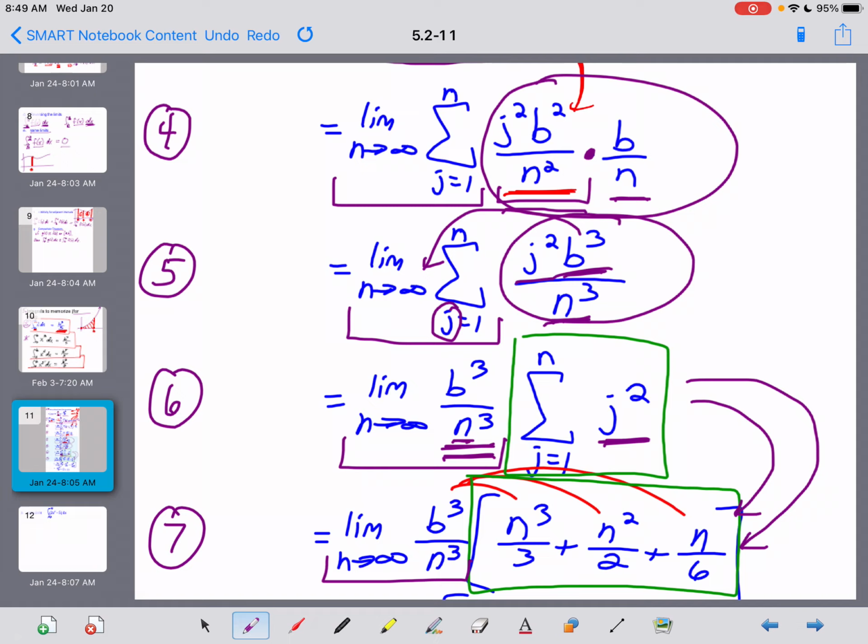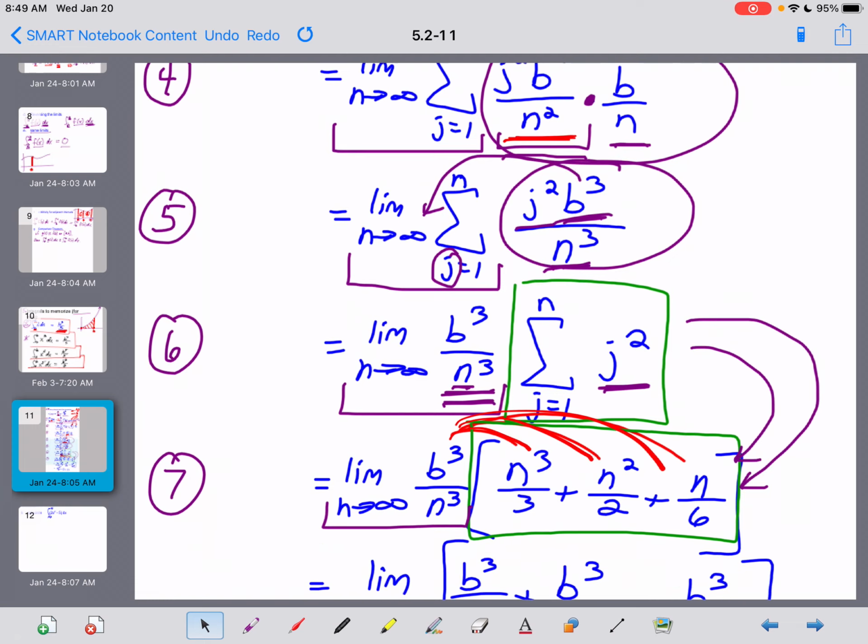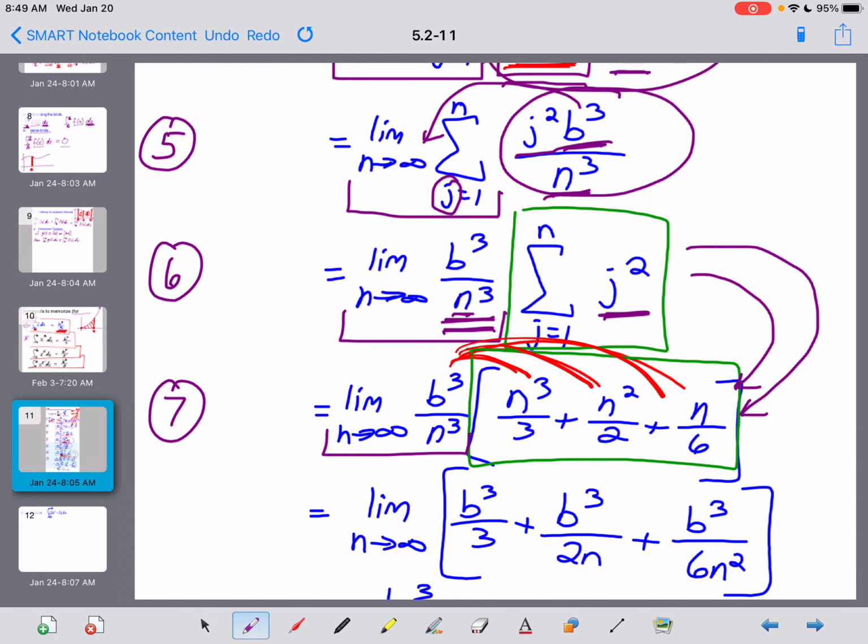Now, where are we next, guys? This now becomes a limit as n approaches infinity, and the sigma's gone, of b cubed over n cubed times the quantity n cubed over 3 plus n squared over 2 plus n over 6. And now that the sigma is gone, we are going to redistribute the b cubed over n cubed back into this trinomial expression right here. All right, so how do we get then to step 8?